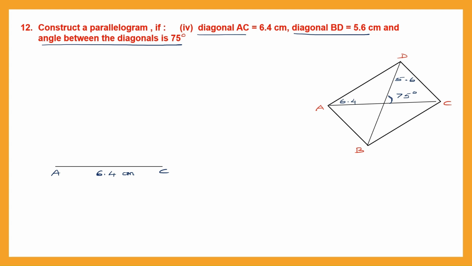Now the next thing that we need to do is locate the midpoint of AC. Get a point right in the middle. Now for that we need to construct a perpendicular bisector. Now how do we construct a perpendicular bisector?